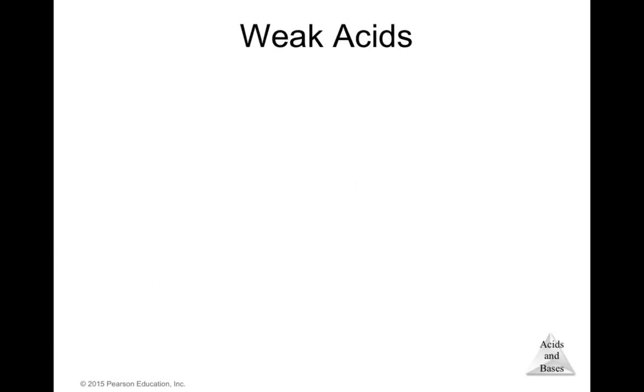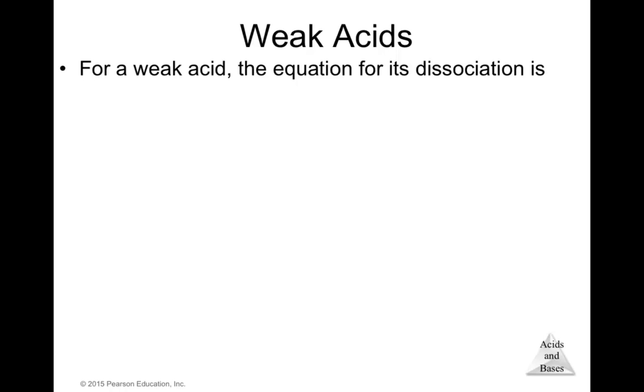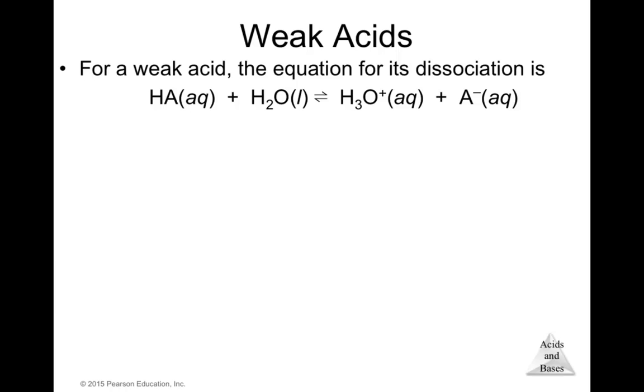Now, what will happen with the weak acids? For a weak acid, the equation for its dissociation is HA plus H2O in equilibrium with H3O+ plus A-. What that means is that in a vial, if we add this acid to water, we're going to have HA, water, H3O+, and also the conjugate base of this acid. So we're going to have all 4 species in that vial.